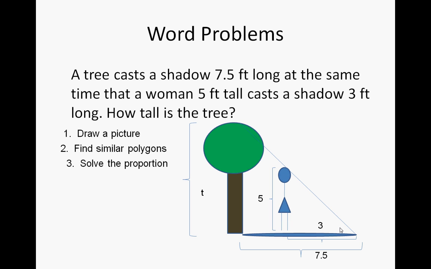So now I set up my proportion. 5 corresponds to T, that's the heights, and then the length of the shadows, this is the lady's, this is the tree's, so we have 3 to 7.5. And now when I cross multiply and divide, I'm going to get 12.5 feet.